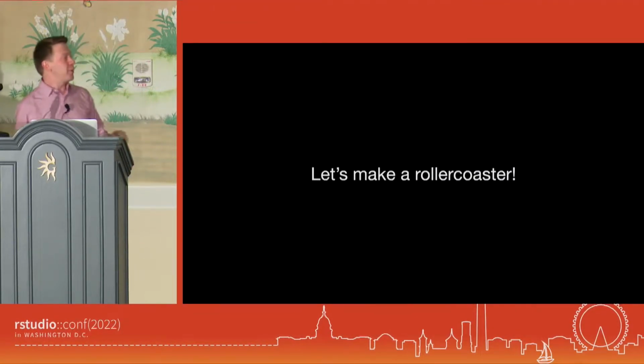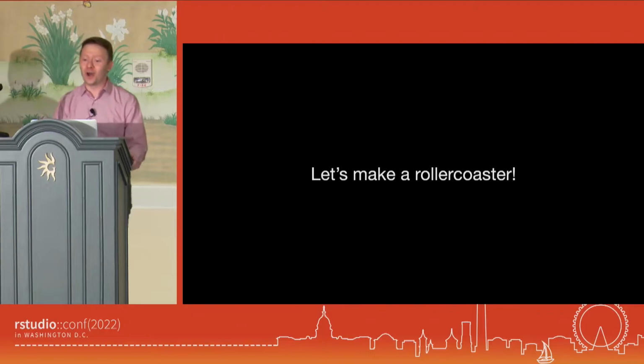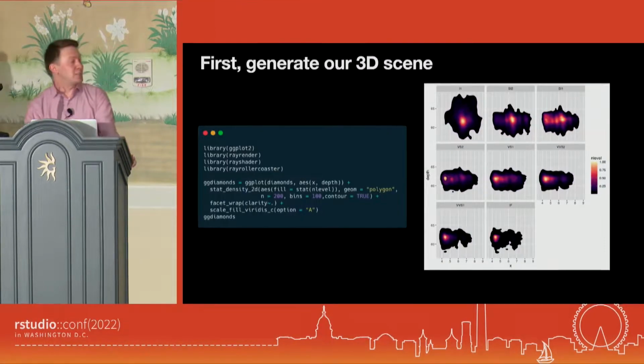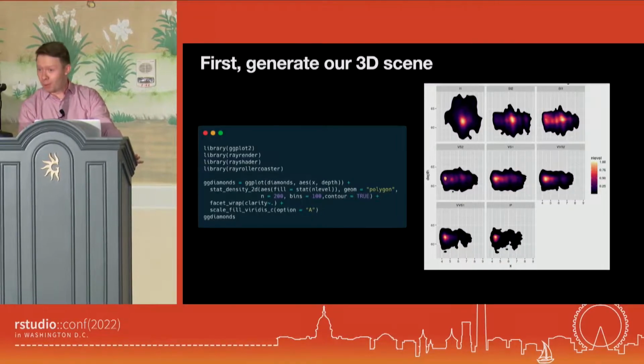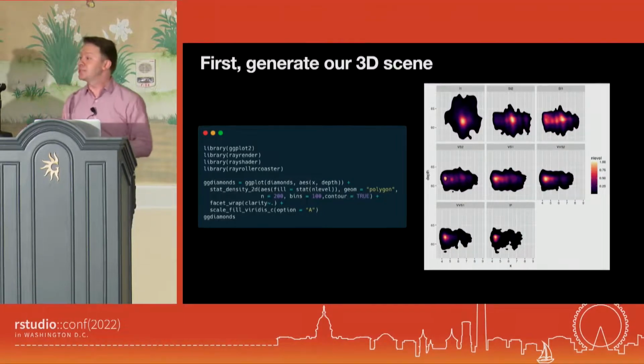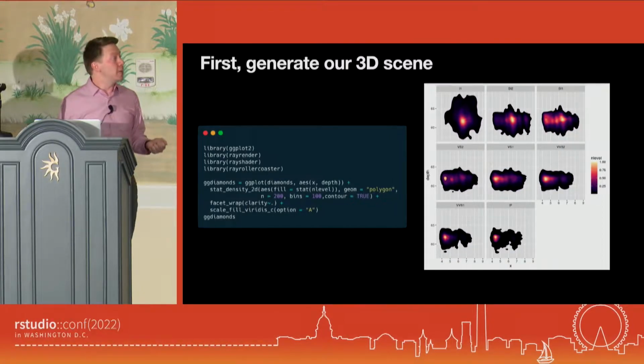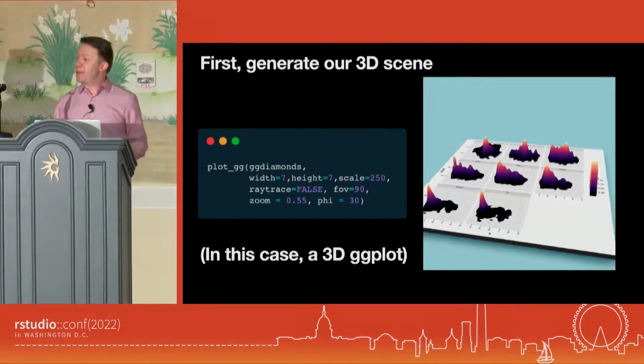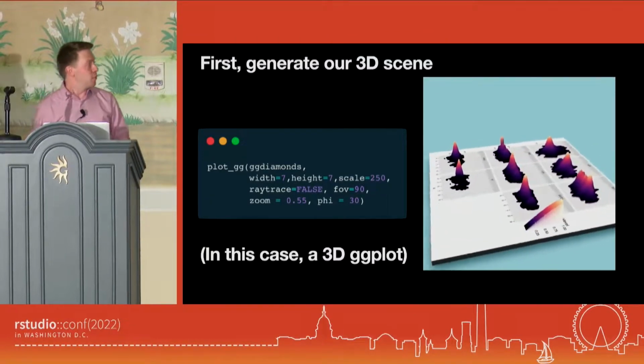Now that you know everything you need to know to make a 3D data viz in R, let's build a roller coaster. First, we need to generate a 3D scene for our roller coaster to travel through. Now, this could be any of the visualizations I've shown up to this point, but I'm going to use a 3D ggplot because rayshader's 3D ggplot interface is by far the easiest way to make a slick 3D data viz in R.